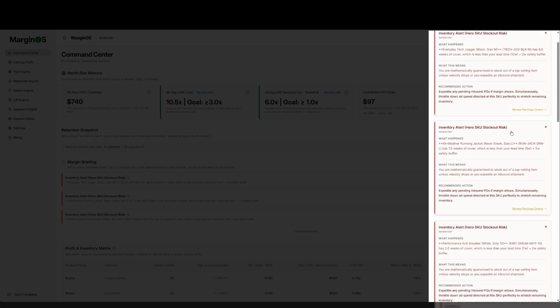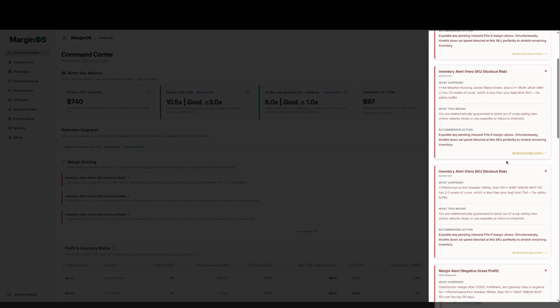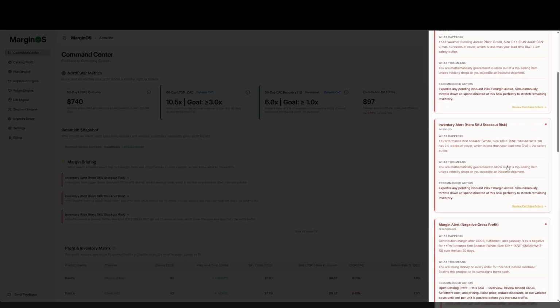Each card is structured the same way. A clear title. For example, ad spend on negative margin SKUs, or stock out risk on hero product. 1 line on what changed, 1 line on why it matters in dollars. And then a recommended move. For example, pause these 3 campaigns, or reduce spend on Google and shift to email and SMS for this SKU.